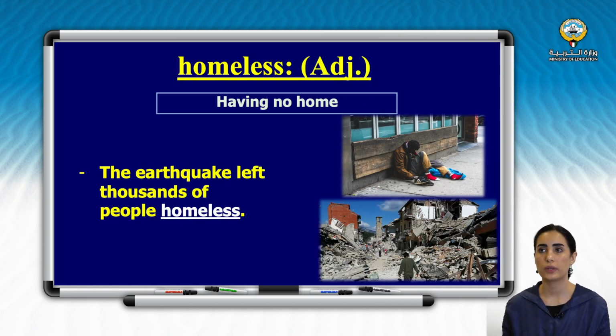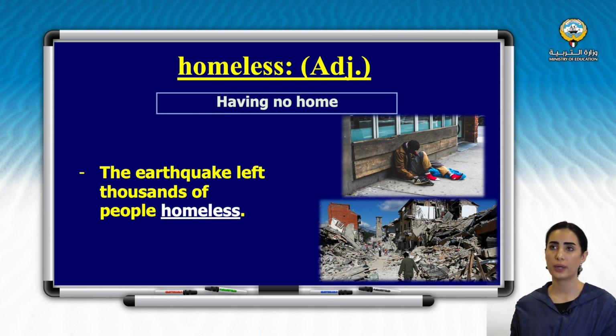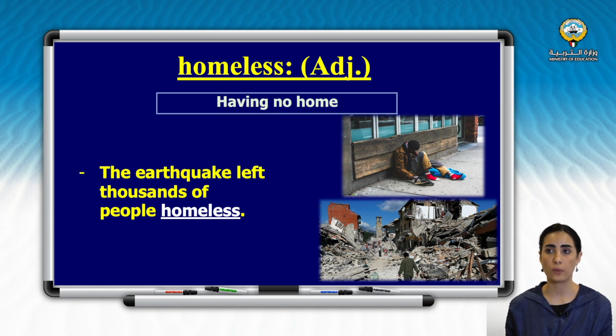Moving on to the next word, we have the word homeless. So repeat after me. Homeless. Homeless. What part of speech is homeless? It's an adjective. Excellent. Let's use it in a sentence. The earthquake left thousands of people homeless.